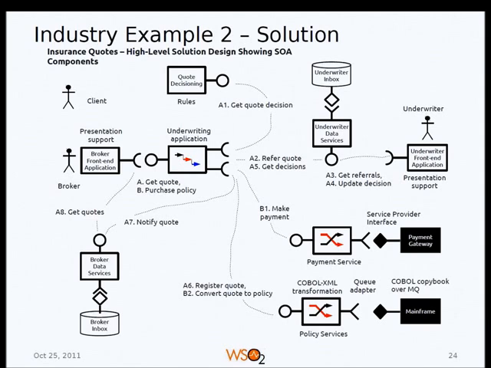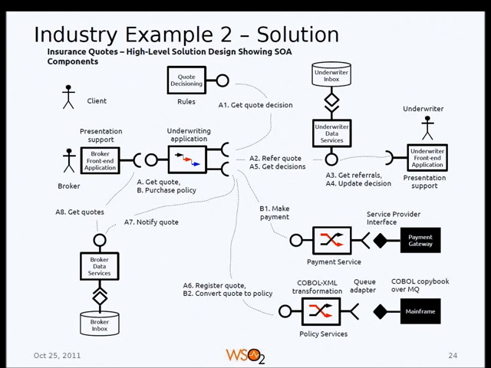Then the broker front-end application makes a second service call into another process that says purchase a policy. And the purchase policy goes to a backend system, which is the payment gateway, which is front-ended by a broker, and they make the payment. I forgot to mention, in the previous process itself, the quote is registered on the mainframe.